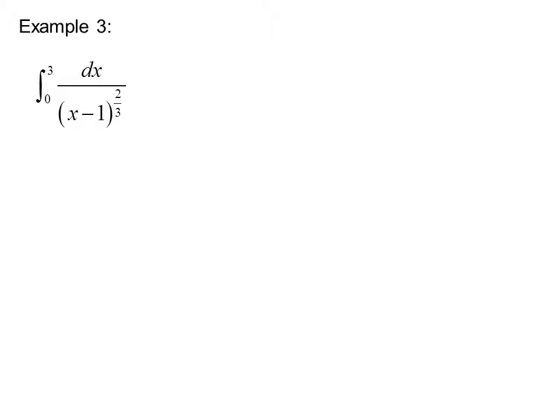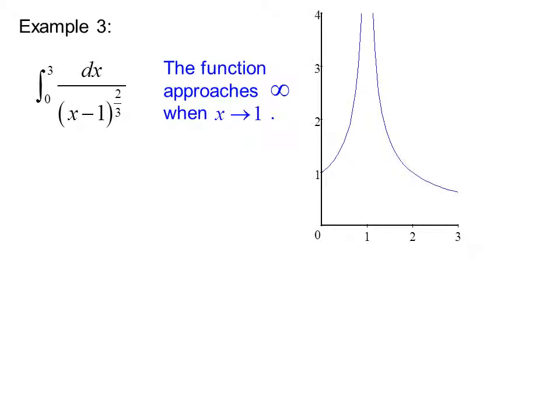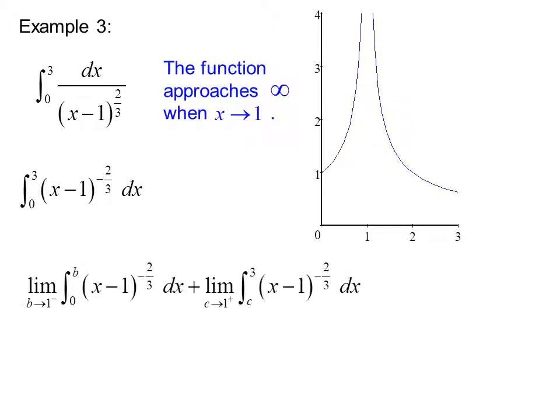Example 3. The integral from 0 to 3 of dx over x minus 1 to the 2/3. The function approaches infinity as x approaches 1. That's what the graph looks like, so it's open at the top. To evaluate the integral from 0 to 3 of x minus 1 to the negative 2/3 dx, we need to split it into two parts. We have the limit as b approaches 1 from the left-hand side of the integral from 0 to b of x minus 1 to the negative 2/3 dx, plus the limit as c approaches 1 from the right-hand side of the integral from c to 3 of x minus 1 to the negative 2/3 dx.